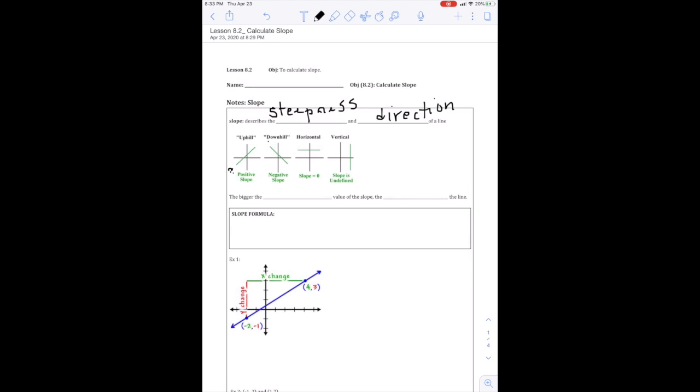Something to remember is that the bigger the absolute value, remind yourself what absolute value is, has no positive or negative, it's just the distance from zero. The greater the absolute value is, the steeper the line. So that way when you're looking at an equation, looking at slope, you can say, oh, that's going to be a really steep line, or that's not going to be a steep line.